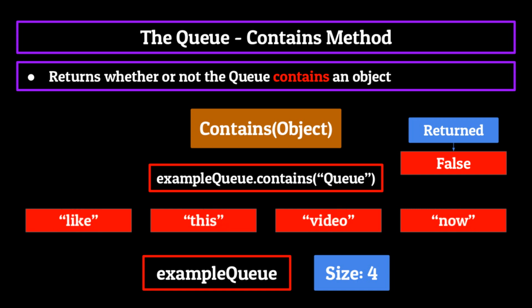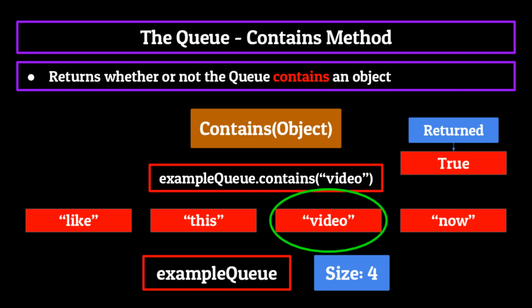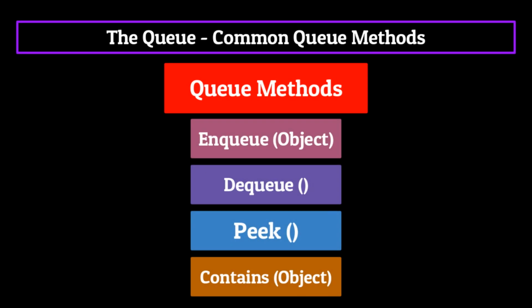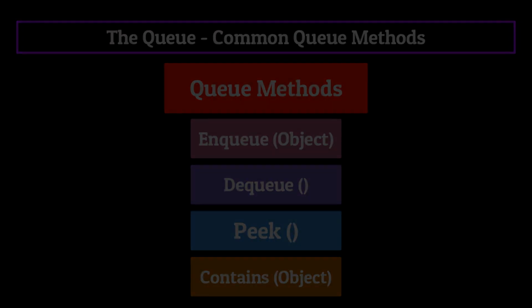However, if we ran it on a string such as "video", it would return true, because as you can see, the string "video" is indeed in the queue. And there they are all together now: enqueue, dequeue, peek, and contains. 4 methods which will help you utilize a queue to its maximum efficiency. Speaking of efficiency, that takes us perfectly into the time complexity equations for the queue.